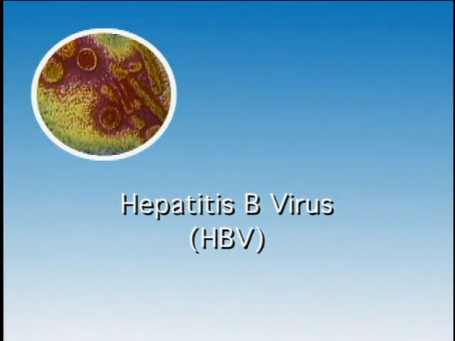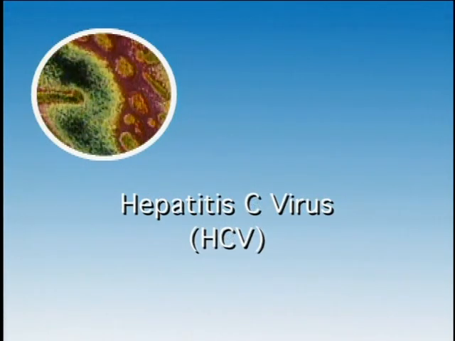The hepatitis B virus, or HBV, causes hepatitis B, a serious liver infection. Hepatitis B may be severe or even fatal. There are some medications available to treat chronic hepatitis B infection. However, these medications do not work for everyone. Hepatitis C is a liver disease caused by the hepatitis C virus. Formerly called non-A, non-B hepatitis, hepatitis C is the most common chronic bloodborne infection in the United States.